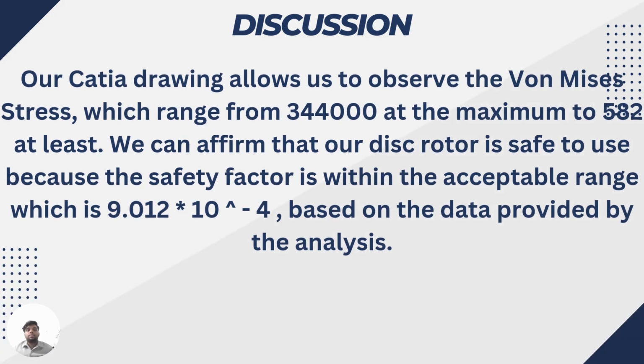Next, our discussion. Our CATIA drawing allows us to observe the von Mises stress, which ranges from 344,000 at maximum to 582 at least. We can affirm and understand that our disc rotor is safe to use because the safety factor is within the acceptable range, which is 9.012 times 10 to the power of negative 4, based on the data provided by the analysis.